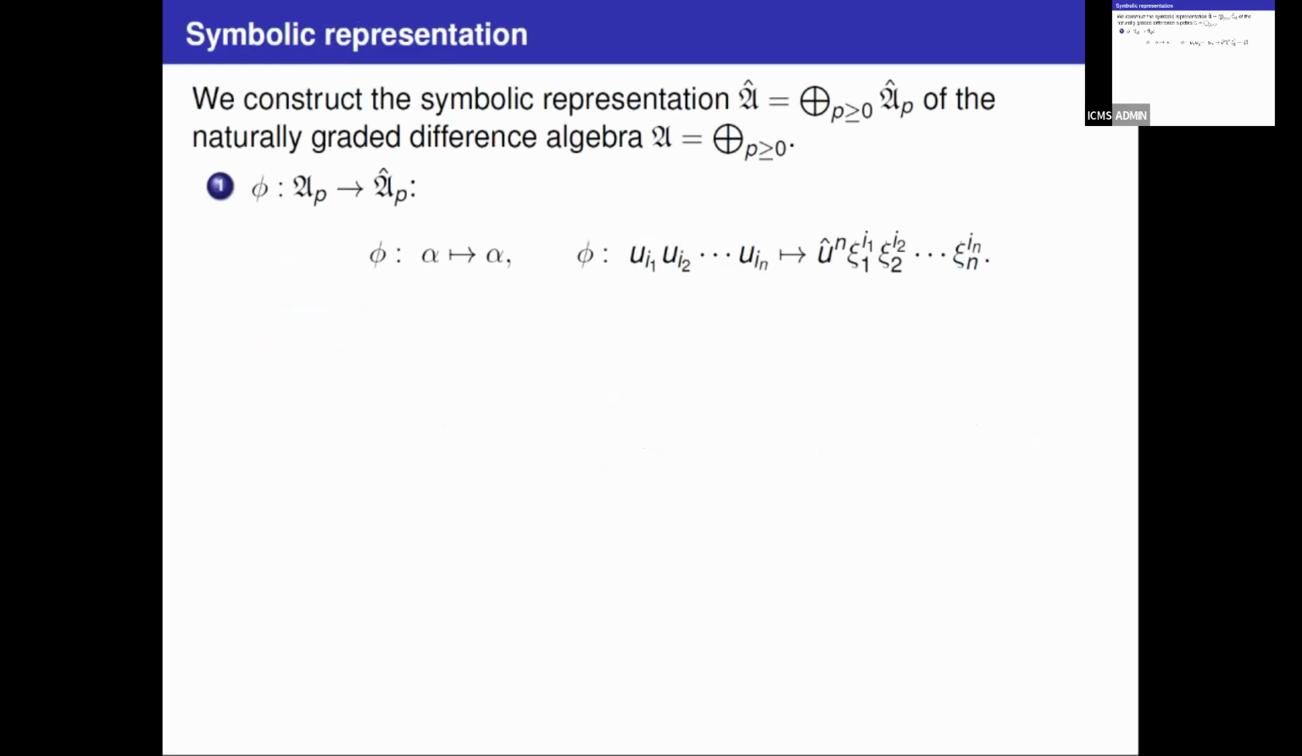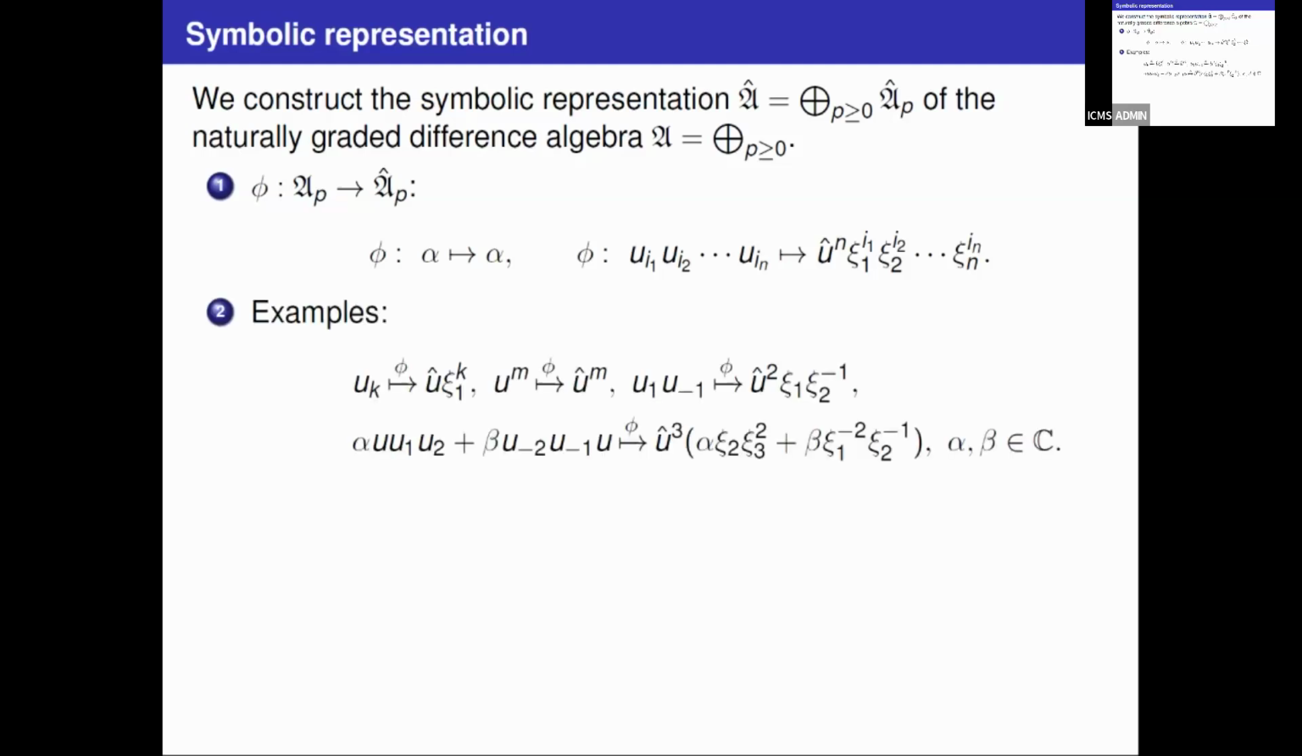I will not talk about the symbolic representation. All that I will do is just give you a hint of what is actually going on. So we can represent every element of A_p, or every element of our A, by a symbol. So constants we will represent by constants, and every element of degree n, u_{i1} u_{i2} ... u_{in}, we will represent by a symbol. So instead of writing u_{i1}, u_{i2}, etc., u_{in}, we write xi_1 to the power i_1, xi_2 to the power i_2, etc., xi_n to the power i_n. So this is an element of degree n.